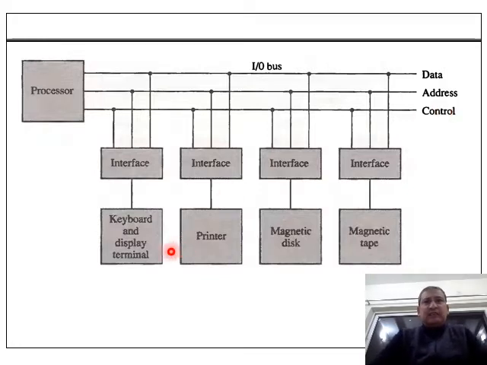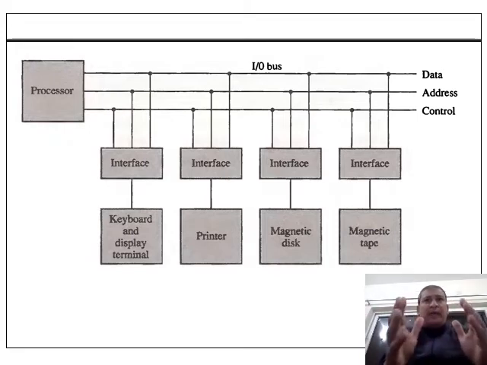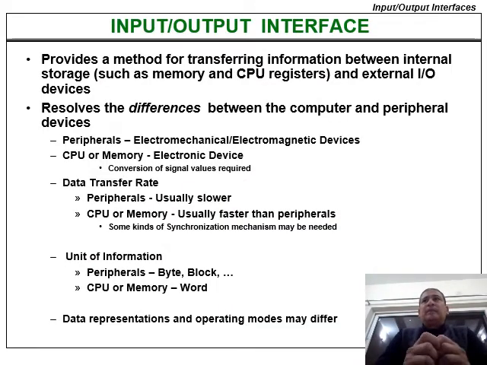Now, these are the various devices: the keyboard and display terminal, the printer, the magnetic disk, the magnetic tapes, and all those things. All these devices are connected to the I/O bus, which is connected to the processor through their individual interfaces. This interface, as I've told you in the earlier slides, is made up of a hardware component and a software component. Let's talk about why we need this interface. What is the requirement for this interface?